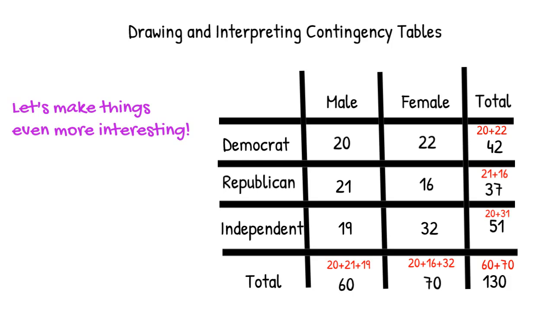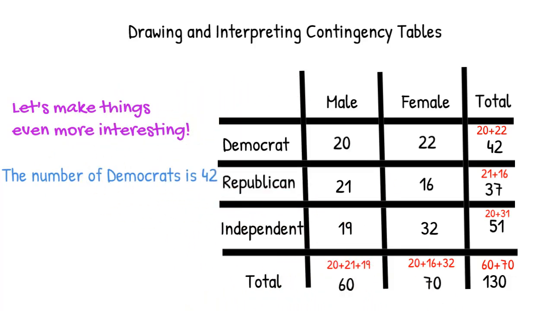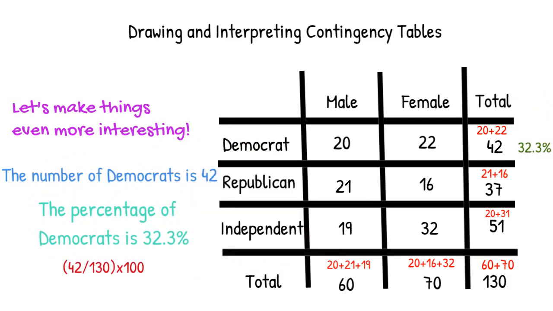We can see from the margin on the right that the total number of Democrats is 42. By putting 42 over our total 130, then multiplying by 100 to convert to a percent, we see that 32.3% of those surveyed are Democrat.